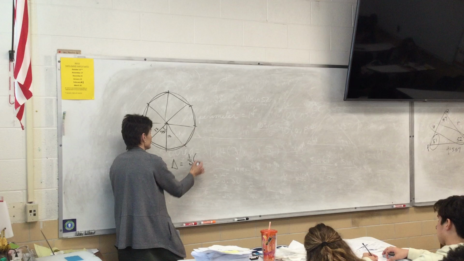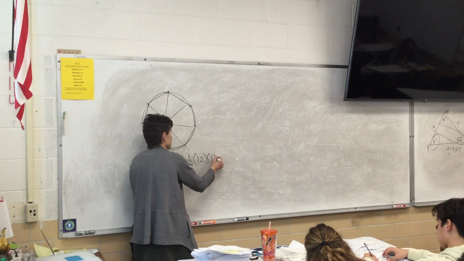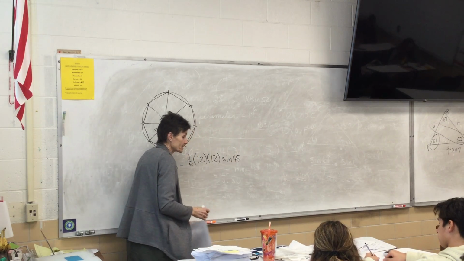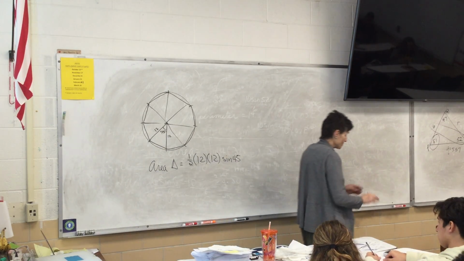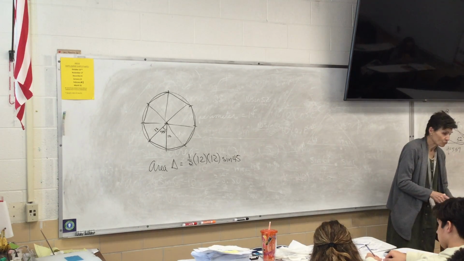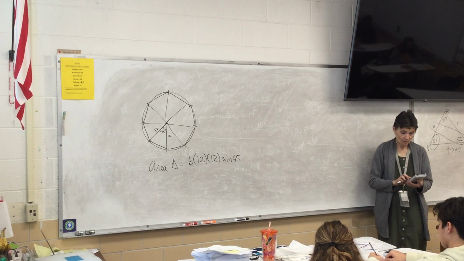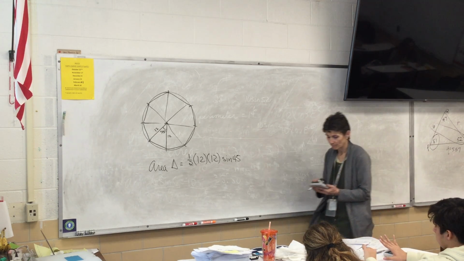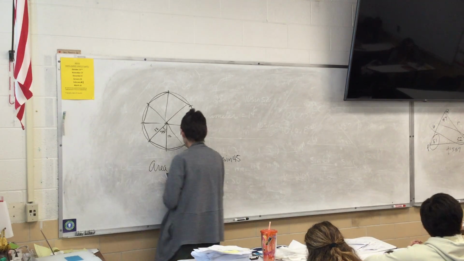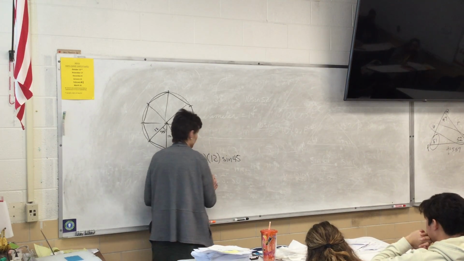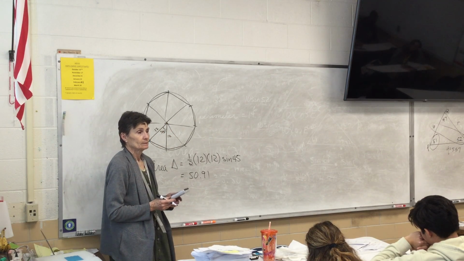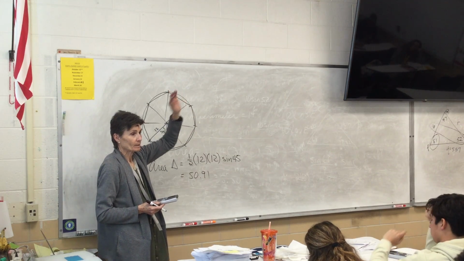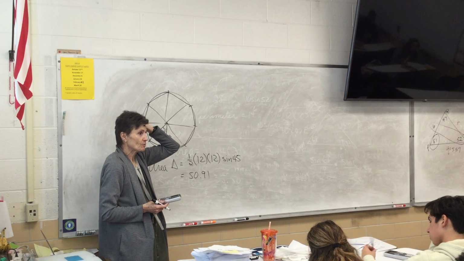1/2 times 12 times 12 times sine 45. So I'll just type that in, and that will be the area of the triangle. So 1/2 times 12 times sine 45. I got 50.91. Somebody else get that? Okay. That is not the answer to the question, though.